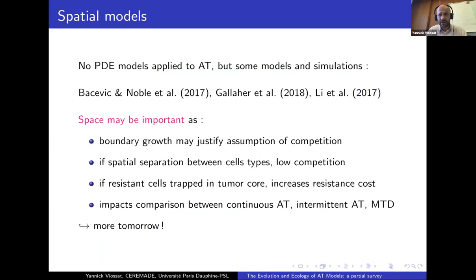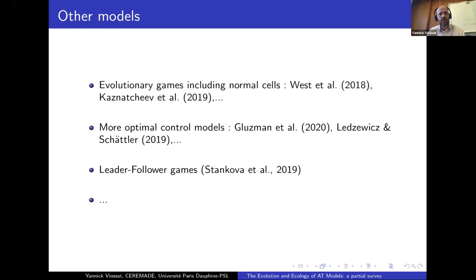Due to all these reasons and potentially more, simulations show that taking space into account will impact the comparison between continuous adaptive therapy, intermittent adaptive therapy, and MTD. And we'll talk more about that tomorrow. Just to say that there are other models, including evolutionary games, including more optimal control models, Stackelberg leader games, as Bob has mentioned, and probably models I just don't know. But that's all for models.